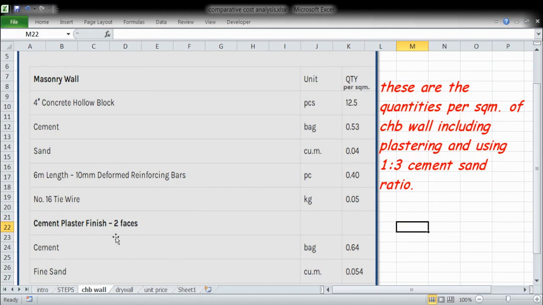And for the plastering, two phases, cement is 0.64 bag per square meter, and the sand will be 0.054 cubic meter. That will be good for two phases. So, these are the materials for 1 square meter of masonry wall, which is CHB wall. Now we will go to the drywall.